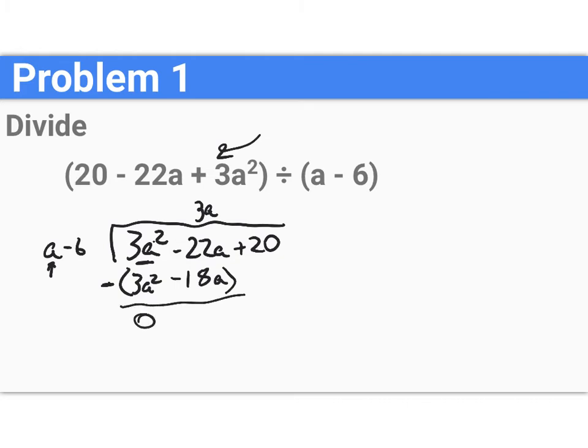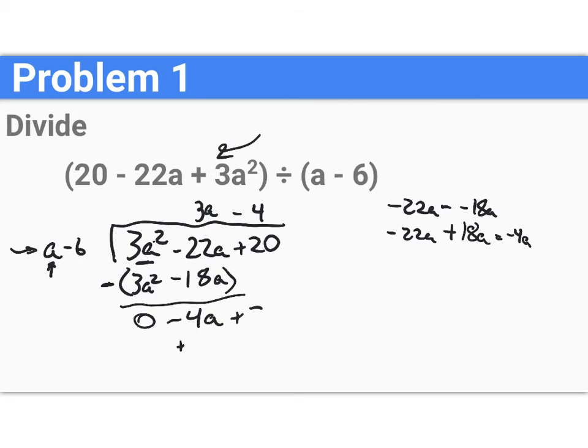And then negative 22a minus a negative 18a. And you know that two negatives become positive. And that gives us negative 4a. Okay. So now, again, we're looking at the first term out here. So this a has to be negative. And so that means we have to multiply it by negative 4. So negative 4 times negative 6 becomes positive.